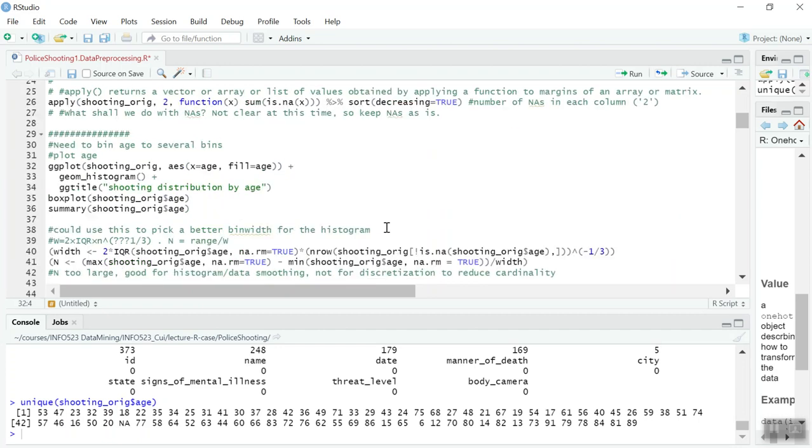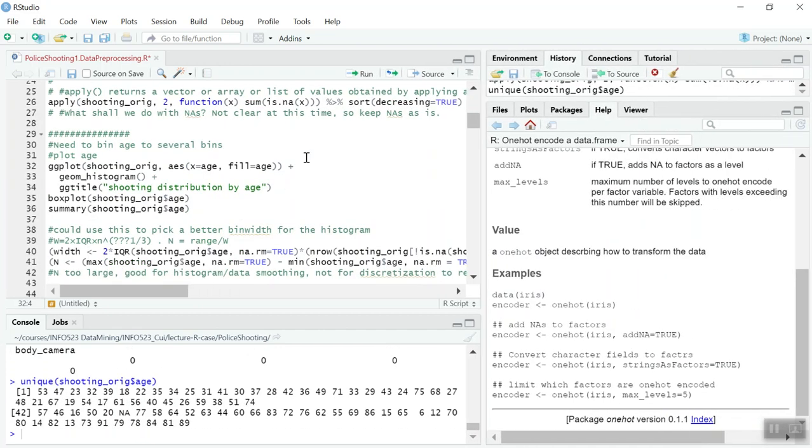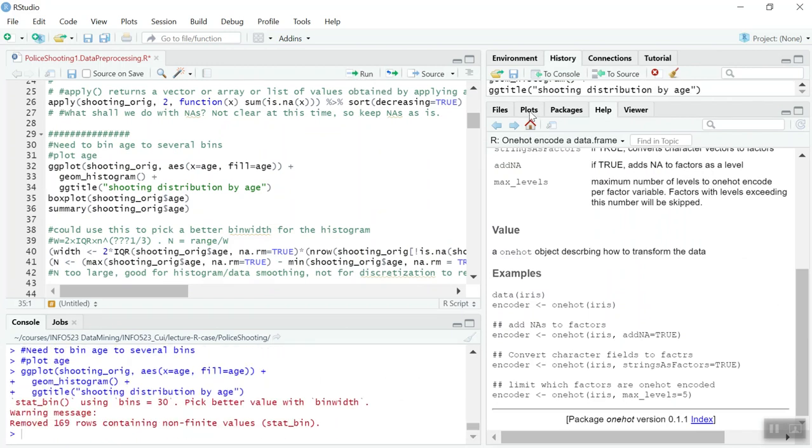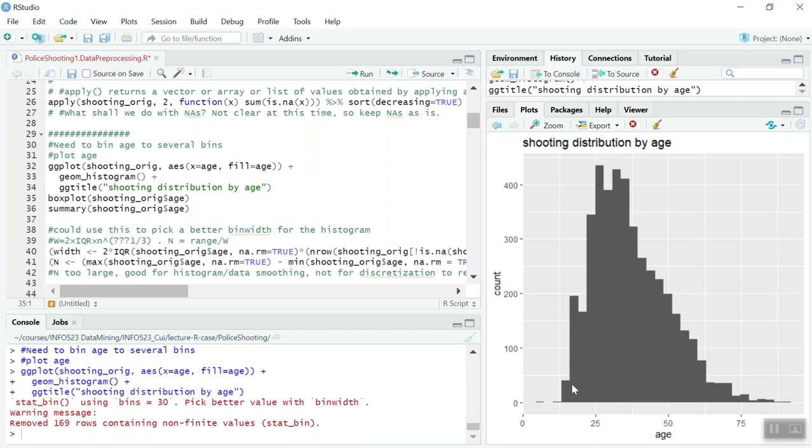So we can take a look at the distribution of the age. If we run ggplot, we can see it's skewed, and we already know that, right? More cases happen with younger people than older people.